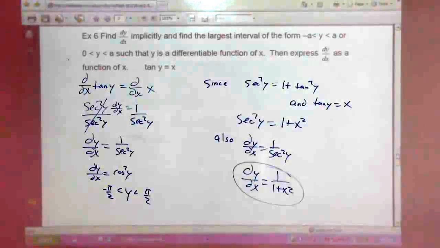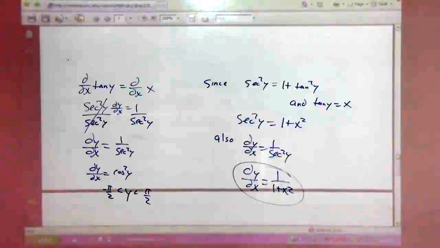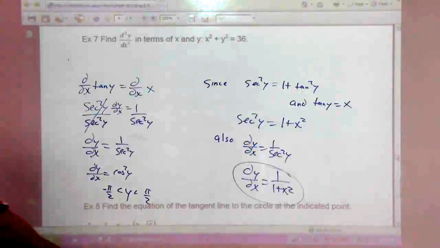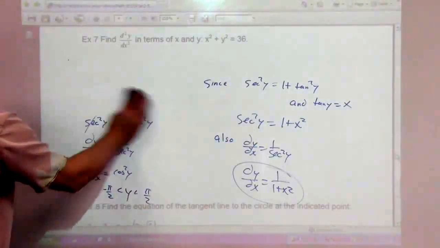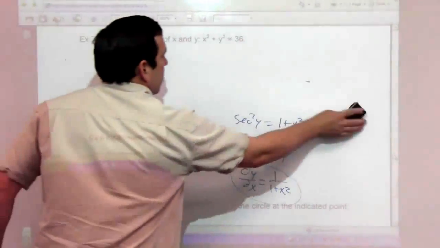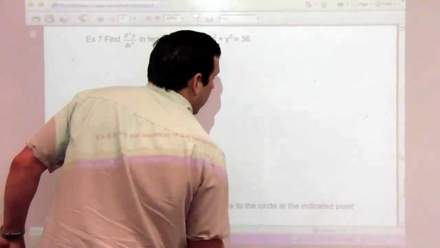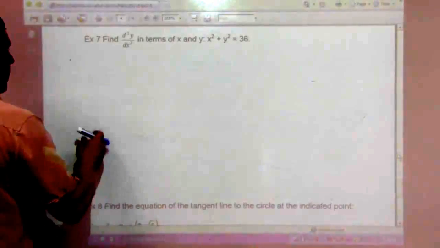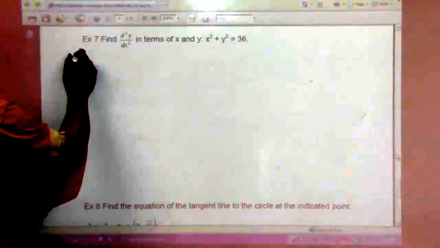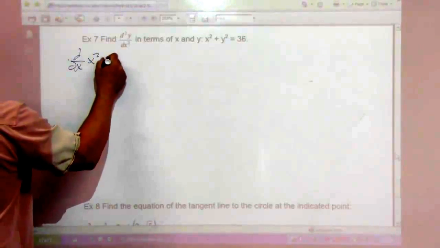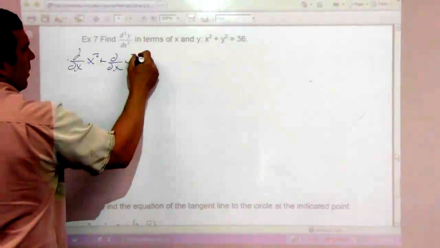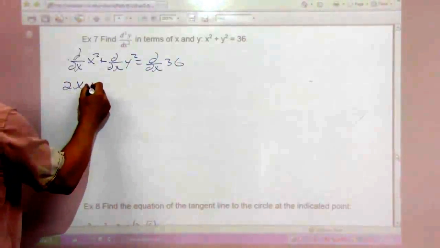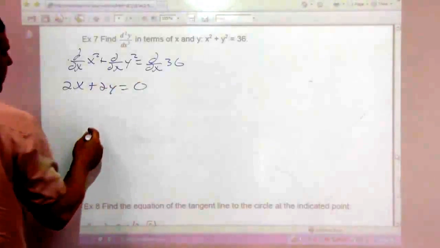Okay, we're going to go into our last page for 2.5. It says find the second derivative of y with respect to x. Oh boy, this is going to be an interesting problem. We have a circle, x squared plus y squared is 36. So we'll first do the derivative with respect to x of x squared plus the derivative with respect to x of y squared equals the derivative with respect to x of 36. That means 2x plus 2y equals 0.